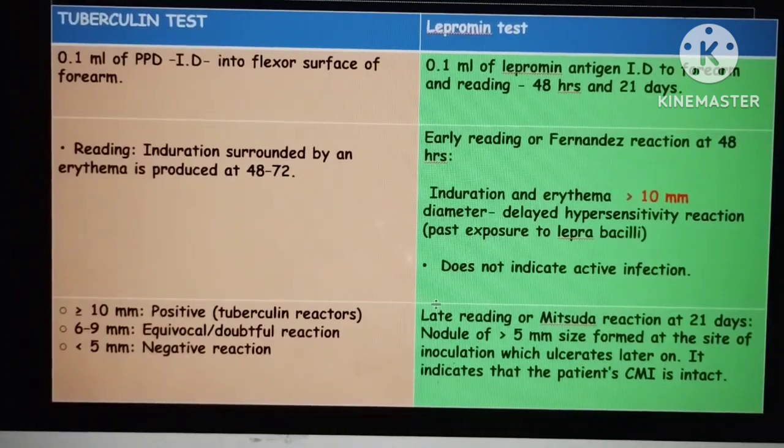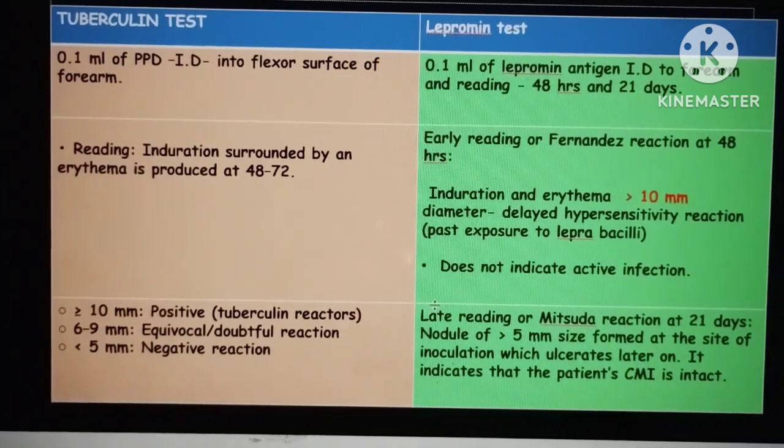You will be injecting it intradermally into the flexor aspect of the forearm. You'll be reading the findings after 72 hours. What happens here is if it is more than 10 mm, it is positive. 6 to 9 is doubtful, and less than 5 is negative.